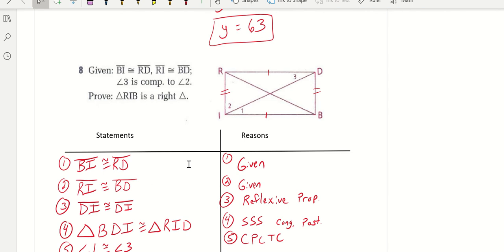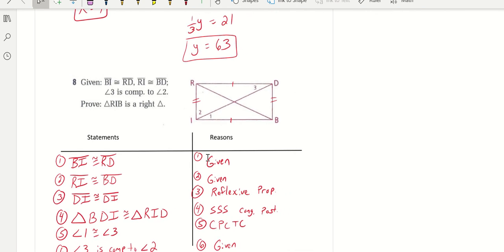So let's look at this in the proof here. BI is congruent to RD, that's given: one tick mark and one tick mark. RI is congruent to BD, two tick marks each, that's given. And then DI is congruent to DI, that is the reflexive property. So triangle BDI is congruent to triangle RID, by the side-side-side congruency postulate. Be very careful with your congruency statement. Make sure corresponding parts are in corresponding positions.